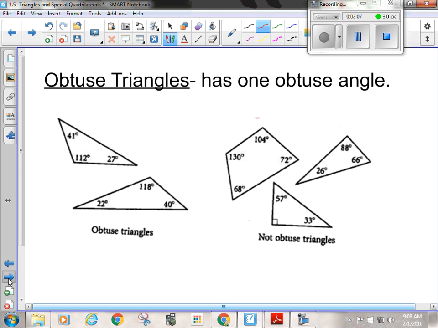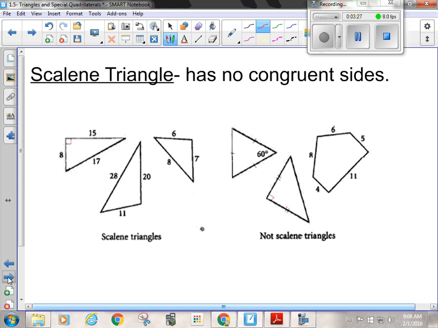Obtuse triangles are the opposite. Obtuse triangles have only one obtuse angle. You can't have multiple obtuse angles. Remember, an obtuse angle is an angle that is greater than 90 degrees. So anything greater than 90 degrees, that could even include 91. And just again, remember that it needs to be a triangle, three sides.